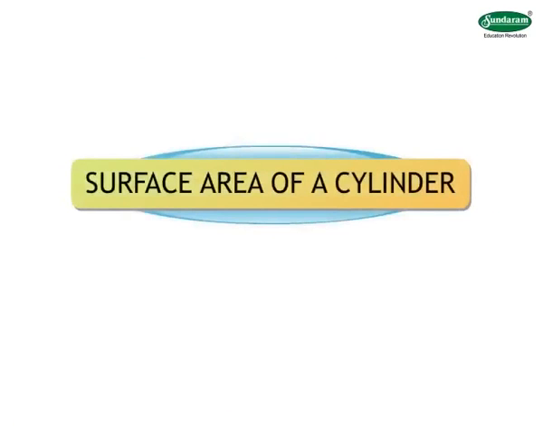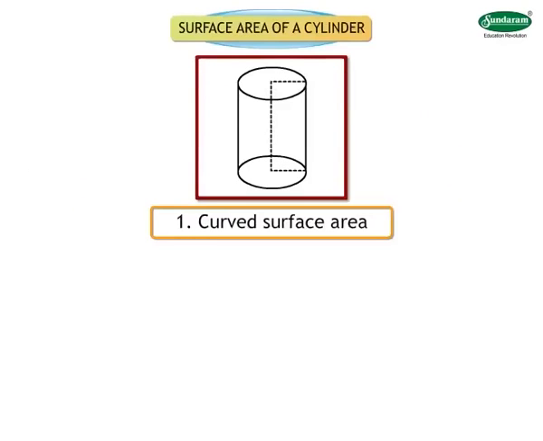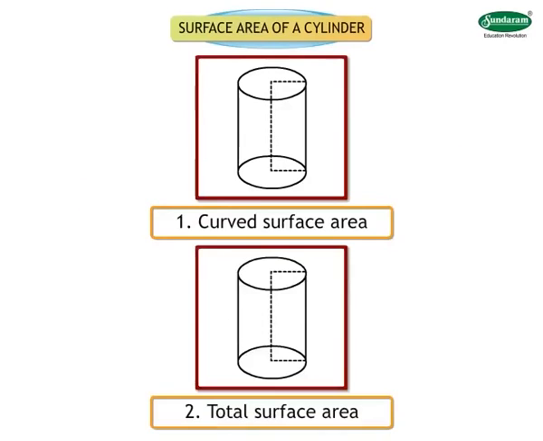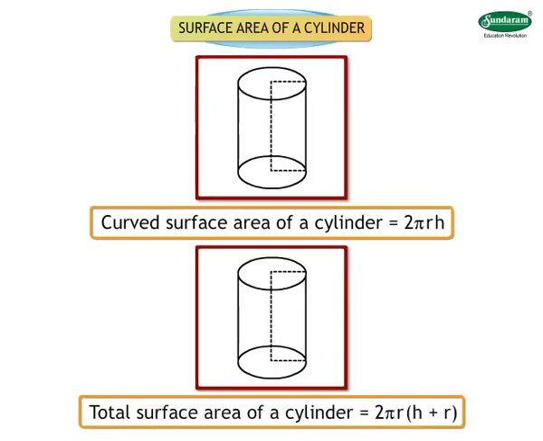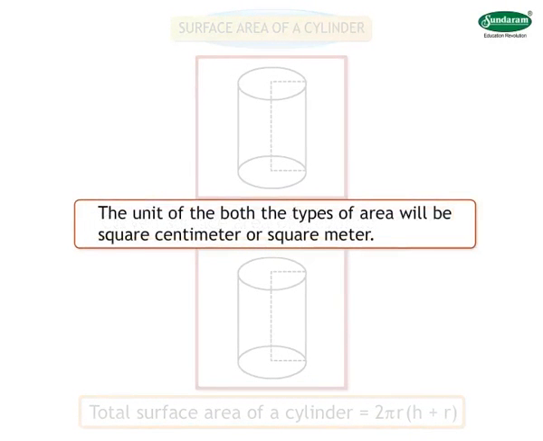We shall now learn the surface area of a cylinder. There are two surface areas of the cylinder. One is the curved surface area and the other is the total surface area. The formula of curved surface area of a cylinder is equal to 2 pi r h, which means 2 into pi into radius into height. The formula of total surface area of a cylinder is equal to 2 pi r into h plus r. We shall solve the sums based on surface area. Remember, the unit of both the types of area will be square centimeter or square meter.